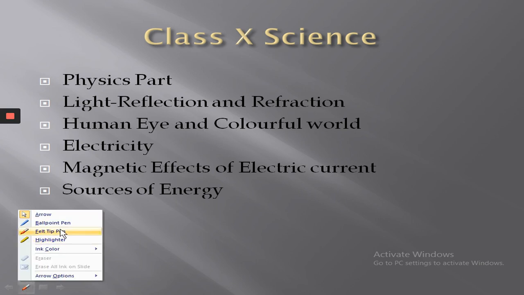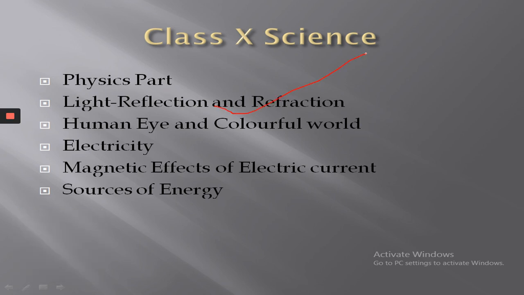Now you can see, the first chapter is light, reflection and refraction. The second chapter is human eye and colorful world. The third one is electricity. The fourth one is magnetic effects of electric current. And the last one is sources of energy. So first we will study this chapter, light, reflection and refraction, and slowly we'll move further up. For the moment, in this video we'll just introduce this chapter.